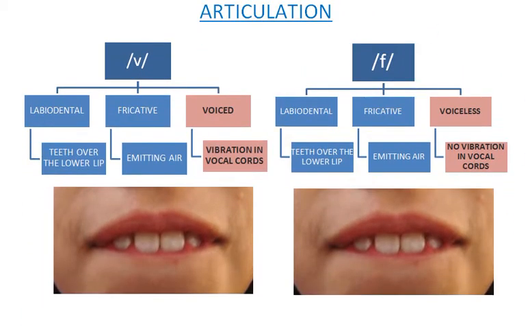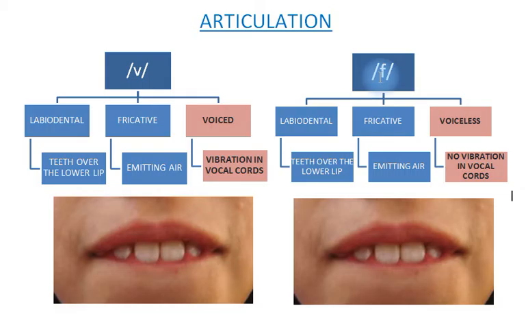So let's take a look first at the articulation of the sounds V and F. These two sounds are articulated, as you can see, in the same position of the mouth. The upper teeth are over the lower lip in the V and in the F. The only difference between both sounds is that in the F, we don't use vibration in the vocal cords, and with the sound V, we use vibration.